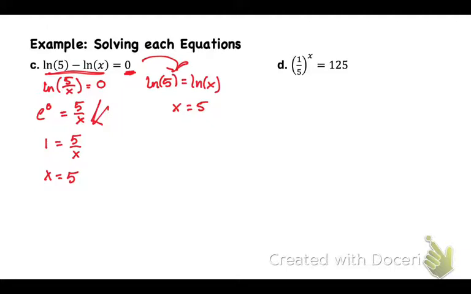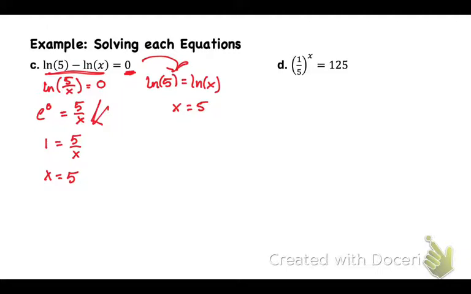Okay, 1 over 5 to the x equals 125. Did we do this one? It's similar. We've probably done it before. It's similar to the 1/3 to the x equals 9 one we did. So what property are you going to use? 1 to 1, because 125 is 5 to the what? 5 cubed. 5 to the 5th is very large.